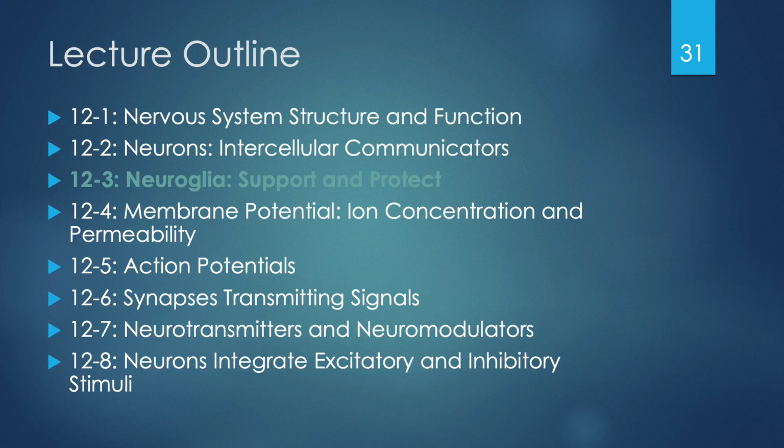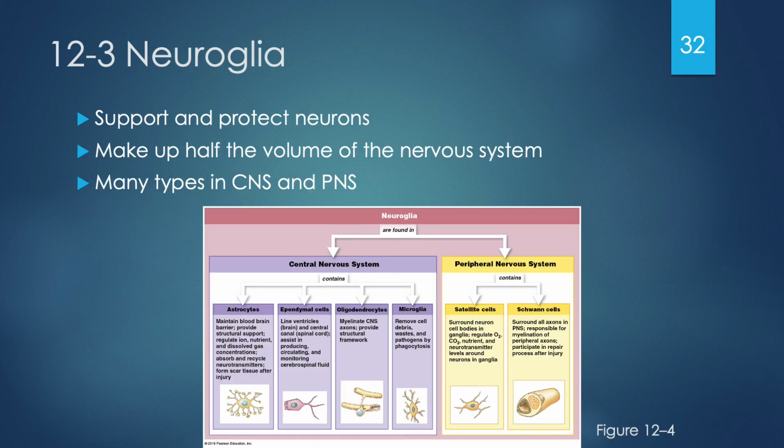Now let's move into section 12-3, neuroglia. And we're going to discuss how neuroglia are the support cells that help to support and protect neurons so that the neurons can go about their business of communicating. Neuroglia are the cells that are going to support and protect the neurons. They're like your BFF or your wingman, basically.